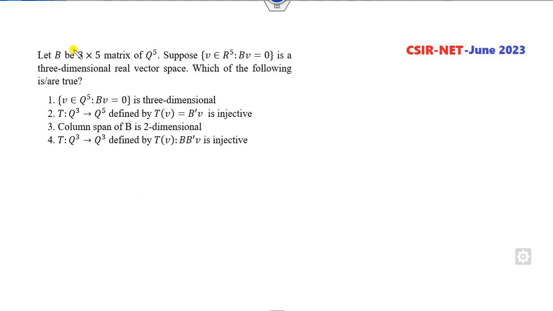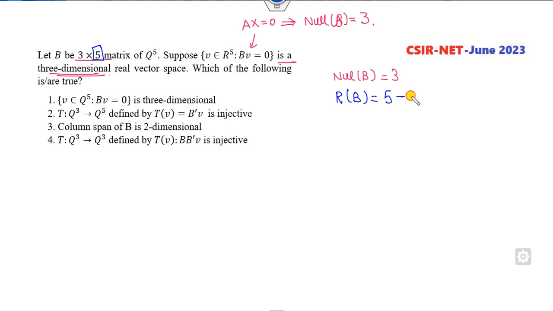Okay, look at this another one. B is my 3 cross 5 matrix such that Ax is 0, or you can say this is the nullity of A, because 0 is a 3-dimension vector. So the nullity of B is 3. Can you find the rank of B? That is 5, the number of column vectors, minus the nullity of B. So the rank is 2.